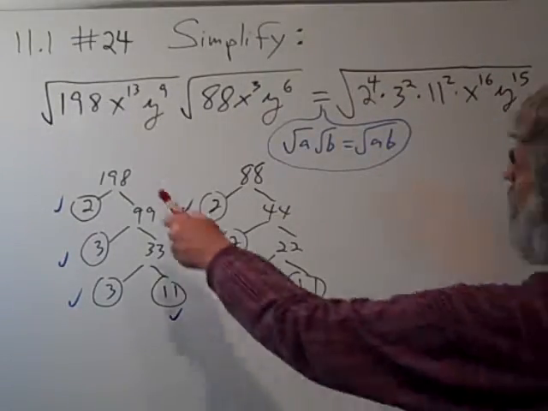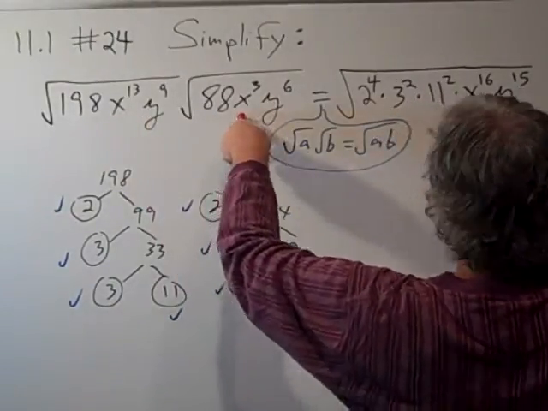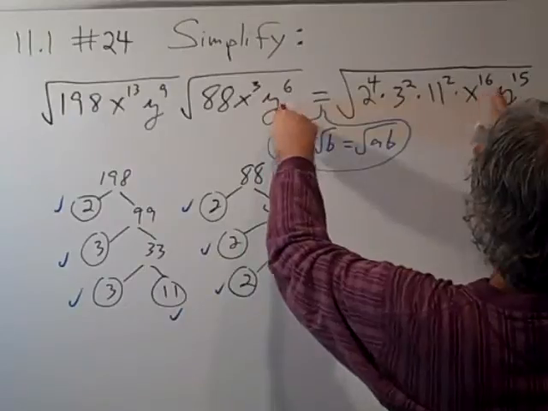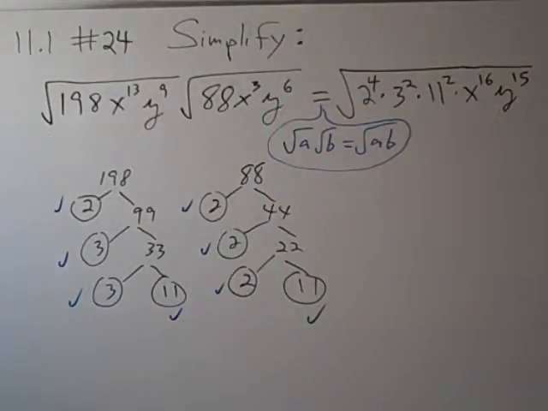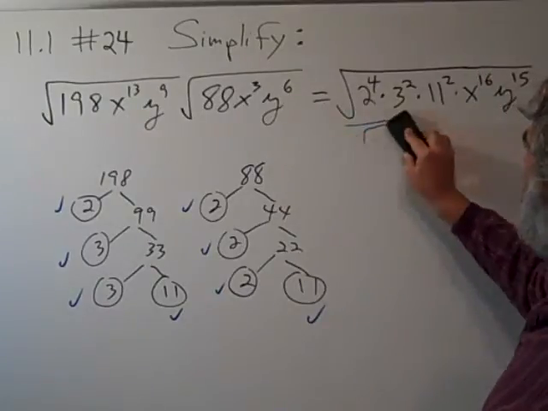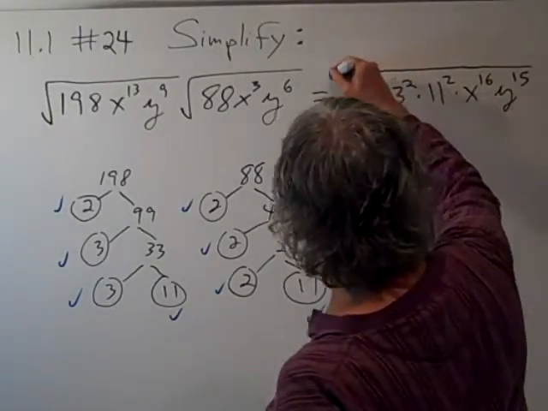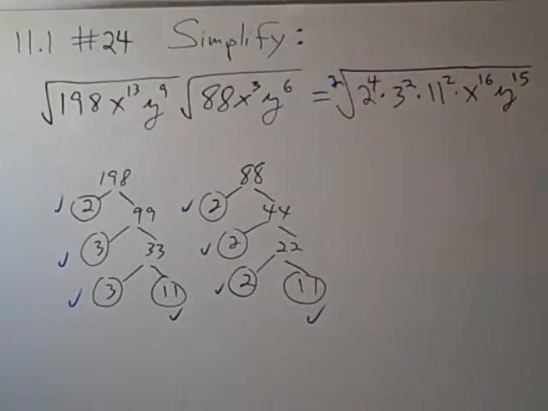And then in the x department, you've got 13 x's plus 3 x's. That makes 16 x's. And 9 y's plus 6 y's add up to 15 y's. So, there we have it so far. Now we're going to divide all those exponents by this invisible 2 that sits outside of every square root radical.